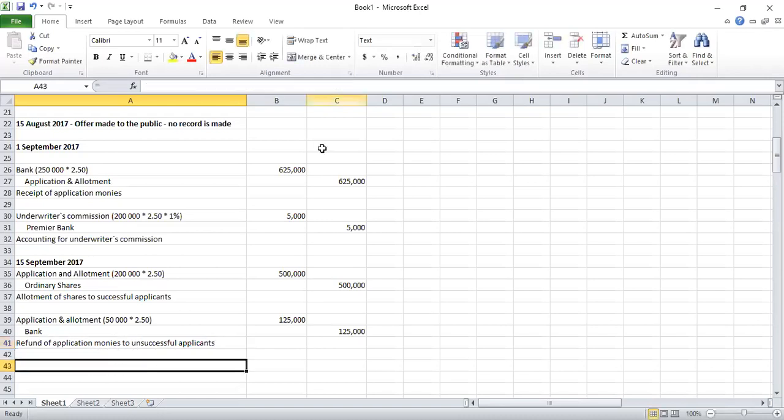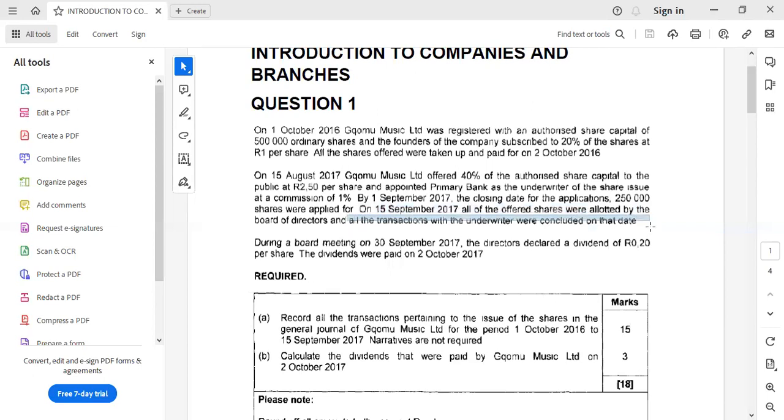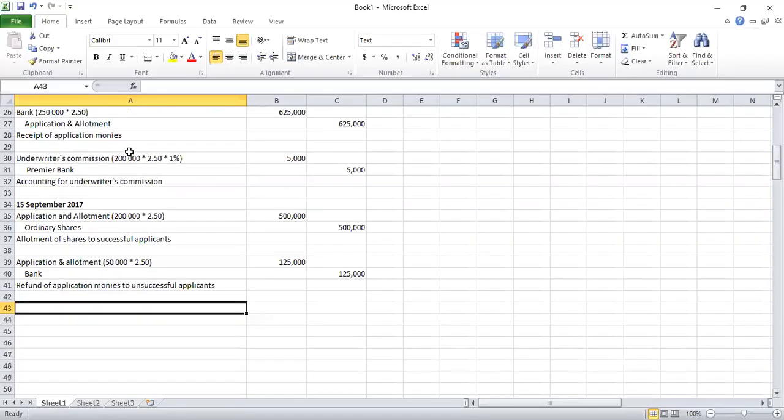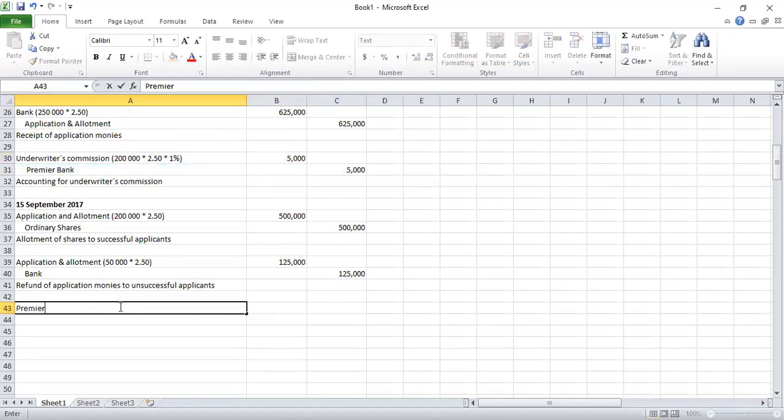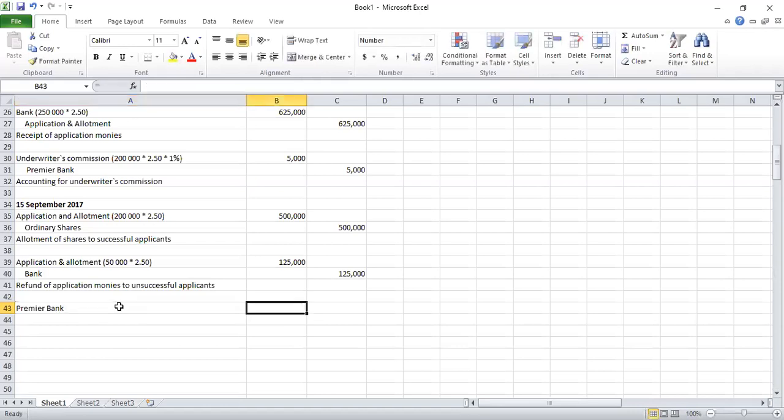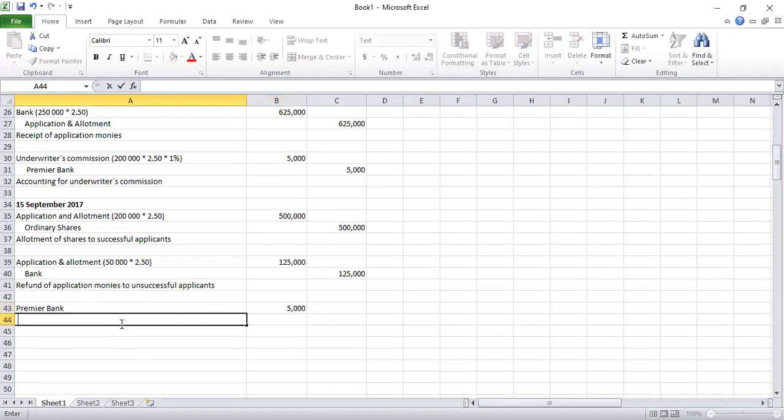Then on that same day, we were also told that all the transactions with the underwriter were concluded. So we also pay the commission. When we pay the commission, we debit Premier Bank, this one here, to clear the liability, with 5,000 and credit bank. That is payment to underwriter for commission.